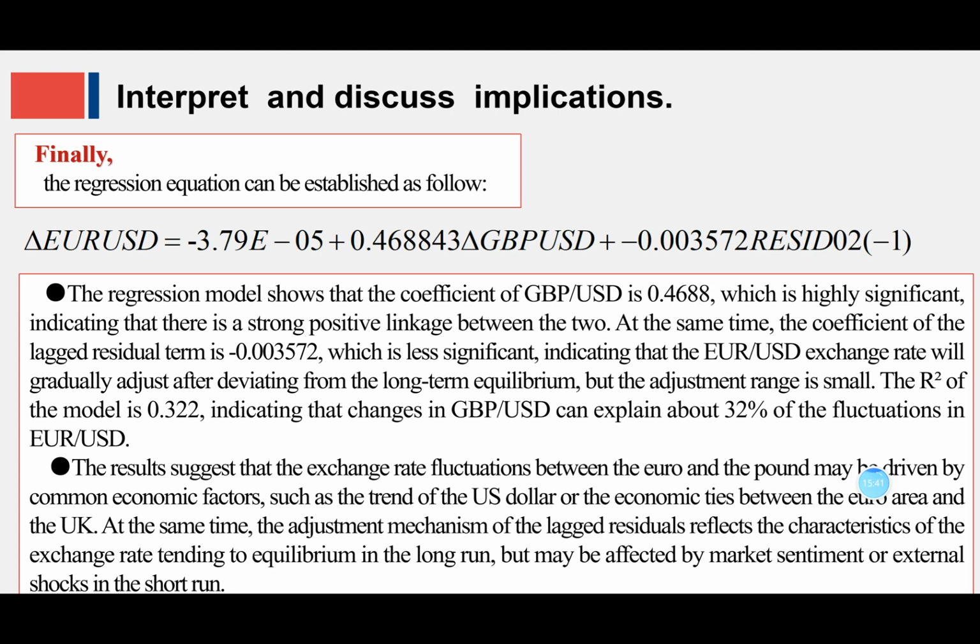The results suggest that the exchange rate fluctuations between the euro and the pound can be driven by common economic factors, such as the trend of the US dollar or the economic ties between the euro area and the UK. At the same time, the adjustment mechanism of the lagged residuals reflects the characteristics of the exchange rate tending to equilibrium in the long run, but may be affected by market sentiment or external shocks in the short run.